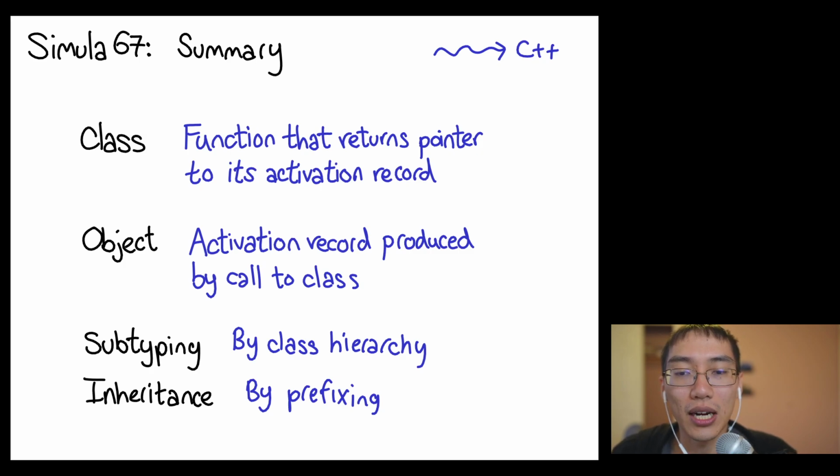Okay, so to summarize Simula, functions that return pointers to classes are simply functions that return pointers to their activation records. Objects are the activation records that are produced. You do subtyping by setting up a class hierarchy, and inheritance by pasting together these activation records. Seems pretty cool. And C++ basically will copy a lot of ideas from Simula when it's figuring out how to add objects to C.